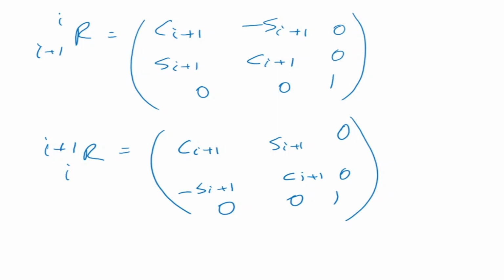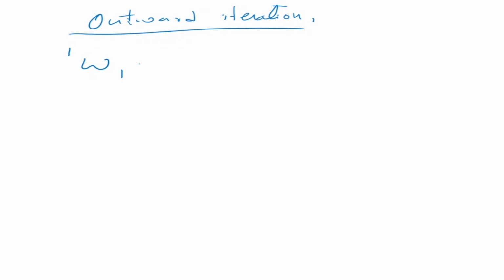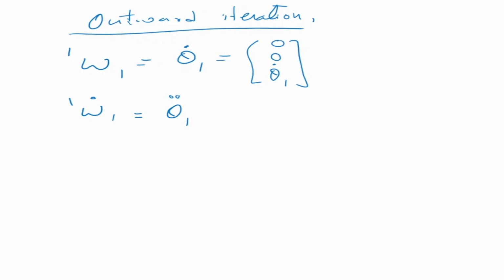Now let's proceed to the outward iterations. This outward iteration is essentially the propagation of the effect of velocity and acceleration from link to link. So the first one, omega 1, is equal to 0, 0, theta 1 dot. Now we are given that the variable is theta 1, so the velocity is theta 1 dot. So the first angular velocity is theta 1 dot in the z direction. What is the acceleration? The acceleration is omega 1 dot, which is equal to 0, 0, theta 1 double dot. So simply by using those equations.